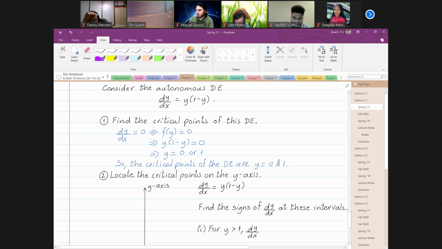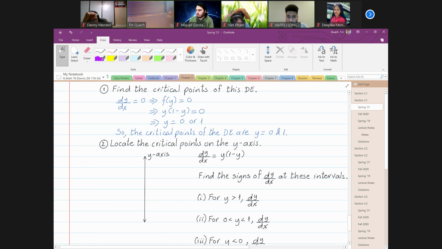So now, locate the critical points on the y-axis. So you have just the y-axis, all right? It doesn't matter where you put y equals 0 on the y-axis, because normally you can put 0 at the middle or down. It doesn't matter, okay? But I'm going to say it's right here. So this is when y is equal to 0, and let's say this is when y is equal to 1. Remember there's no x here, so x could be any real number. Okay, so now you locate the critical points.